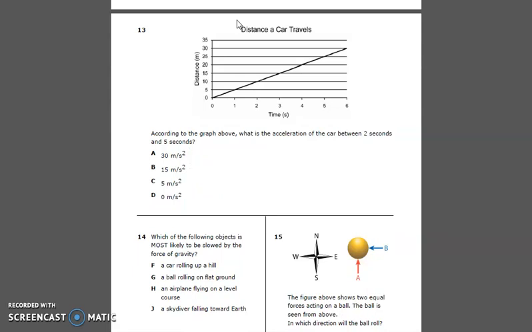Number 13. According to the graph above, what is the acceleration of the car between 2 seconds and 5 seconds? A, 30 meters per second squared. B, 15 meters per second squared. C, 5 meters per second squared. Or D, 0 meters per second squared.